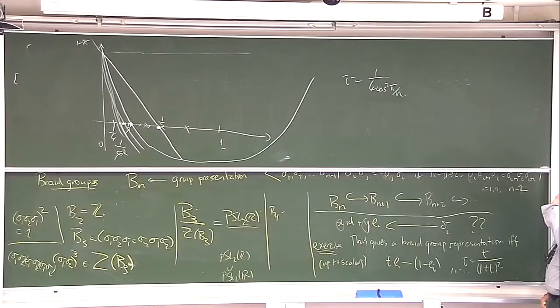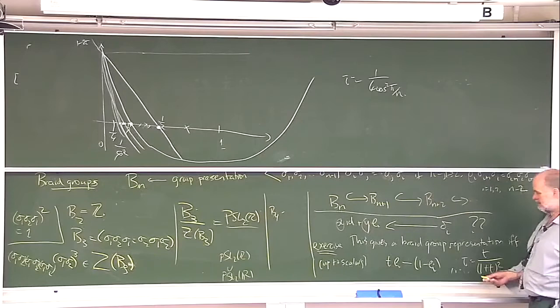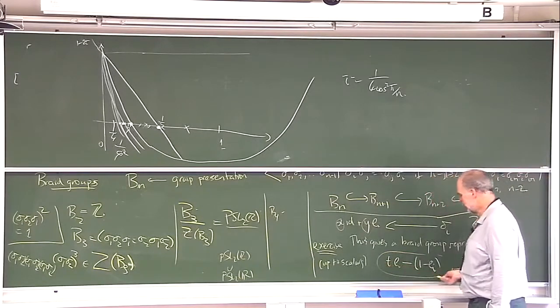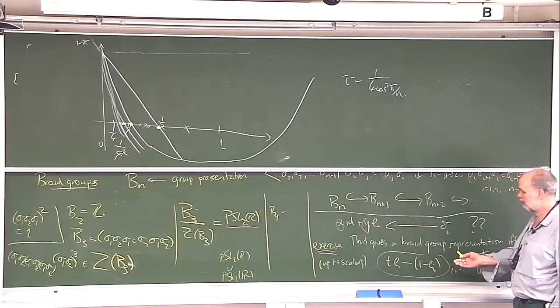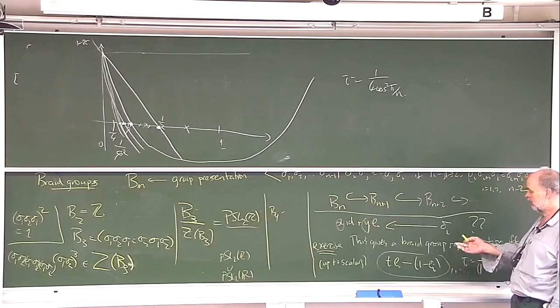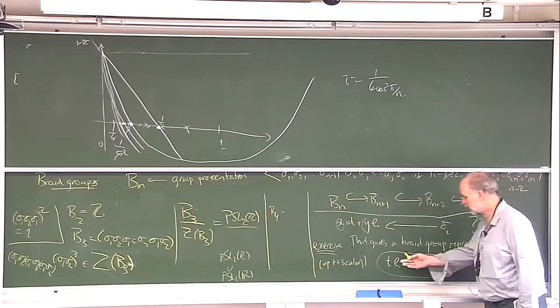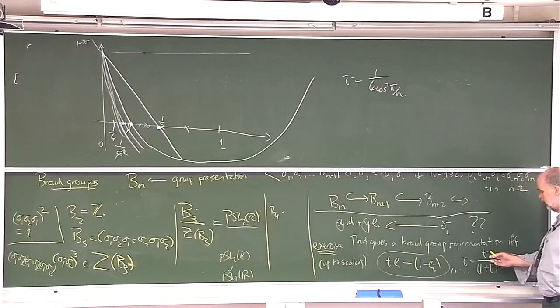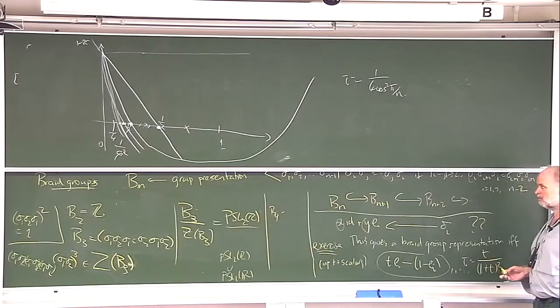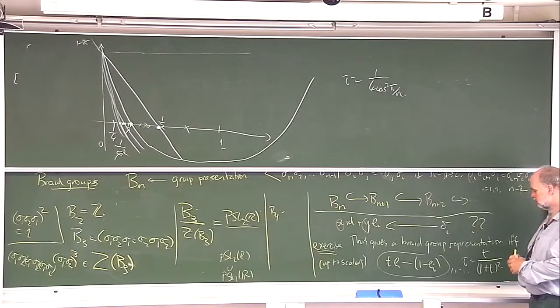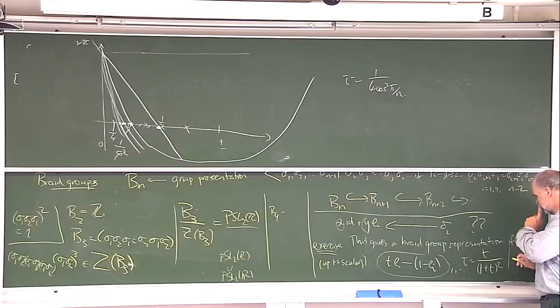So here's the exercise. If you write this element here with t as an unknown, and you ask that it satisfy the Braid equation, then you find that it's true if and only if t and tau are related by these two formulas here. And another way of writing this is 1 over tau equals 2 plus t plus the inverse.